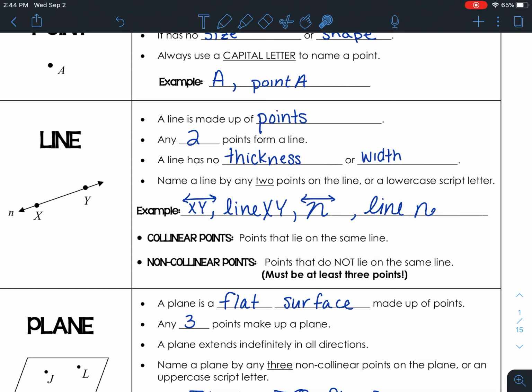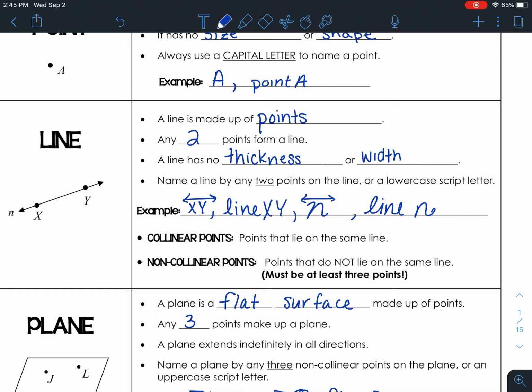To name a line, you're going to pick 2 points on the line, or you can use the lowercase script or cursive letter off here at the side. You'll normally find it at one of the arrows at the end. So to name it, we can either use this symbol, that means line, and pick 2 capital letters on the line, or we can literally write line XY, with our 2 capital letters. Again, we can use our symbol for line with our little script letter here, or again, we can write line with our little script letter here. All of those are ways to write or describe a line.